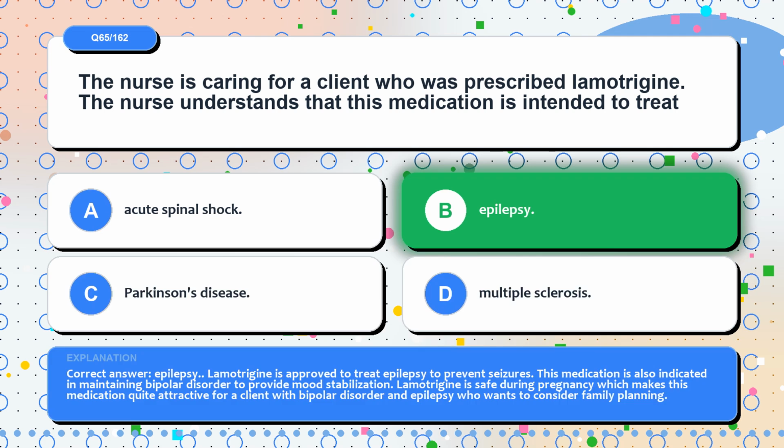Correct answer: epilepsy. Lamotrigine is approved to treat epilepsy to prevent seizures. This medication is also indicated in maintaining bipolar disorder to provide mood stabilization. Lamotrigine is safe during pregnancy, which makes this medication quite attractive for a client with bipolar disorder and epilepsy who wants to consider family planning.